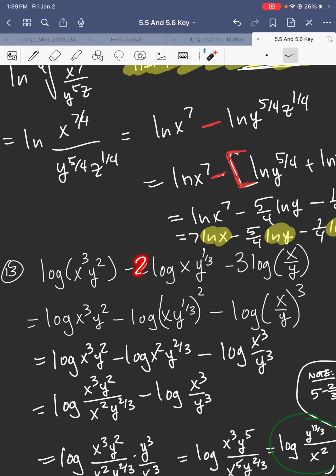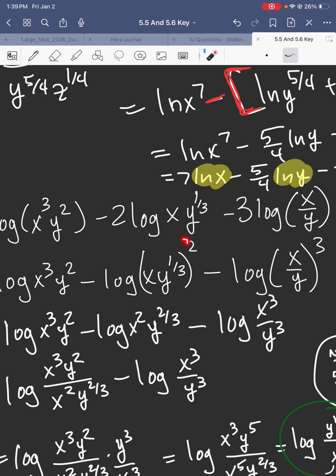So here I have 2 times this. That means I can bring that 2 up here as a parentheses to square everything inside the log. This 3 comes inside and it cubes everything inside of the log. Then distributing, notice in a sense, I'm distributing this exponent over multiplication. It's the idea that a times b squared is just a squared times b squared. So this squared and this squared gives me that.